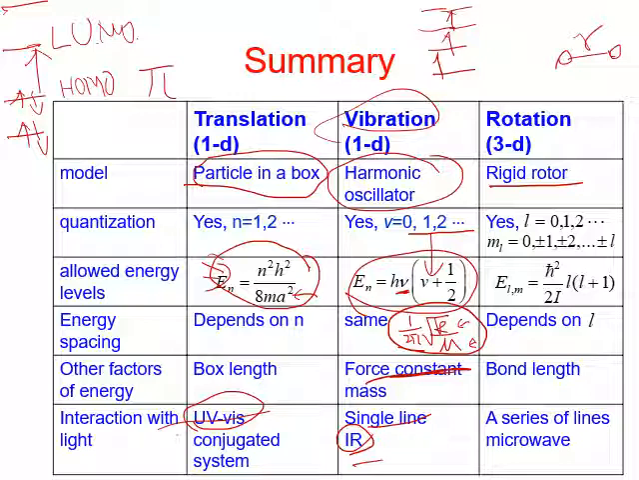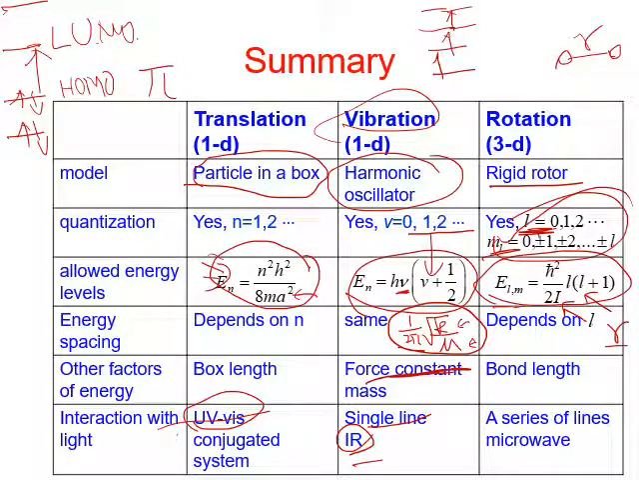And the solution of the Schrodinger equation gives you two quantum numbers. So the wave function is determined by two quantum numbers, the angular momentum quantum number and the magnetic quantum number. The angular momentum quantum number also determines the energy of the system. And so the energy is determined by the quantum number L, but also by the moment of inertia, which is related to the bond length. All right. So if we can measure this energy, we can calculate the bond length.